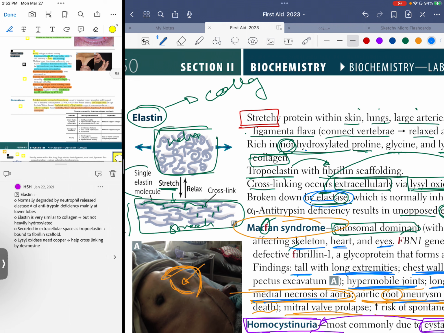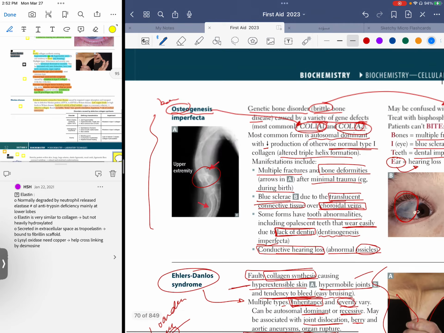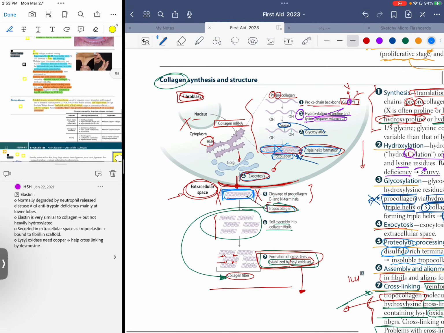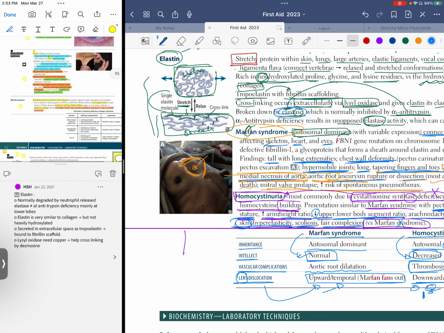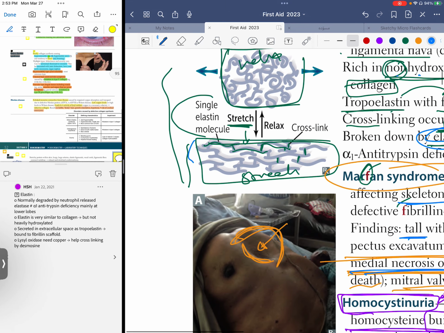Elastin is very similar to collagen, but is not heavily hydroxylated. It is secreted into the extracellular space as tropoelastin bound to a fibrillin scaffold. So it is produced to the extracellular space just like collagen, but it will be bound to the fibrillin scaffold, not freely. Lysyl oxidase needs copper and helps cross-linking by desmosine. Lysyl oxidase is also required for the cross-linking of elastin. If we don't have it, we are going to have a problem with the cross-linking of these elastin molecules.